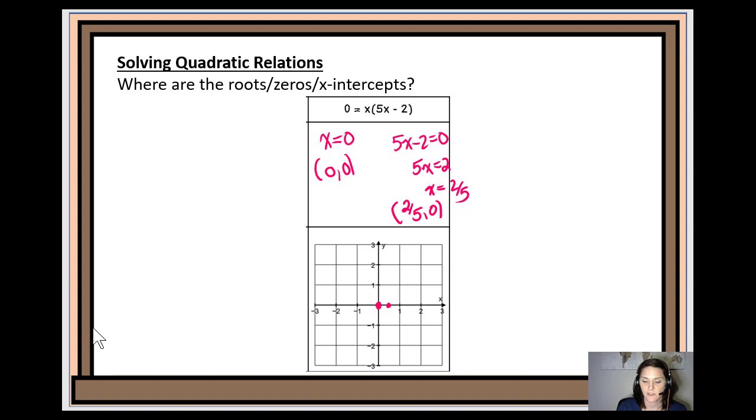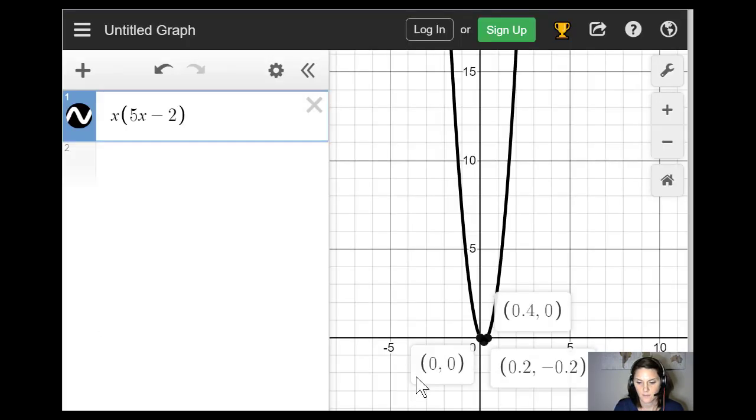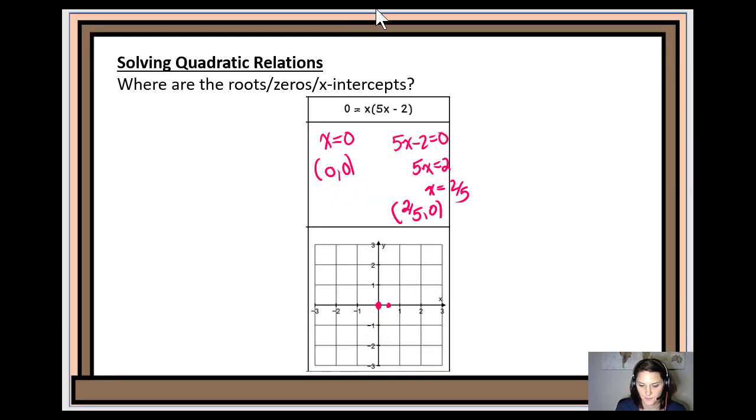Let's go over to Desmos so we can make our sketch. Okay, looking at the sketch on Desmos, we can see that we have a cluster of points right near the origin. So we have (0, 0), then (0.2, -0.2) is the vertex, and then (0.4, 0) is the other x-intercept that we've already plotted. So we're going to make a little sketch here. Okay, let's take a look at another example.